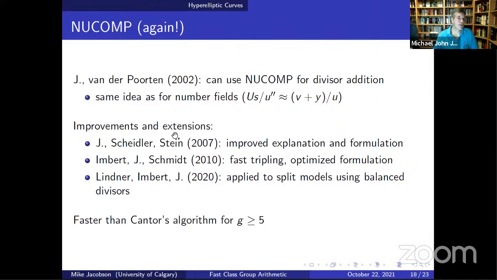Renata, Andreas Stein, and I did a similar thing to what Hugh, Renata, and I did in the function field case here. We put the formulation and exposition of this in the framework of continued fractions instead of magic matrices. Clean it up a little bit, improve the efficiency of the operations. In the same work with Imbert and Schmidt, we looked at the analog of cubing, which of course is tripling in this additive context, with slight optimizations to the formulations.